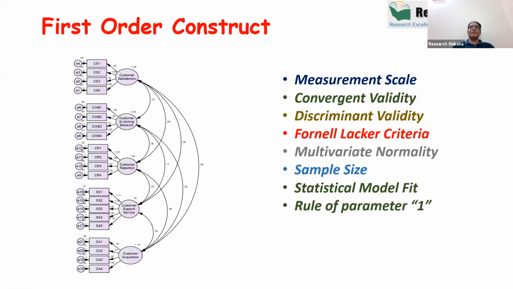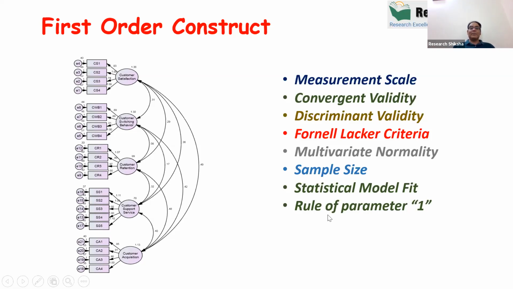However, in case of Smart PLS, you count the number of items in the largest construct. Suppose in this case, customer support service is the largest construct, having 5 items. So 5 multiplied by 10 is 50. So only a sample size of 50 is required in case of Smart PLS. And statistical model fitness we examine in AMOS as well as PLS.